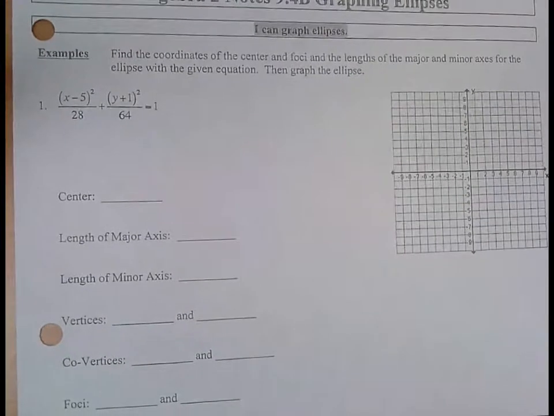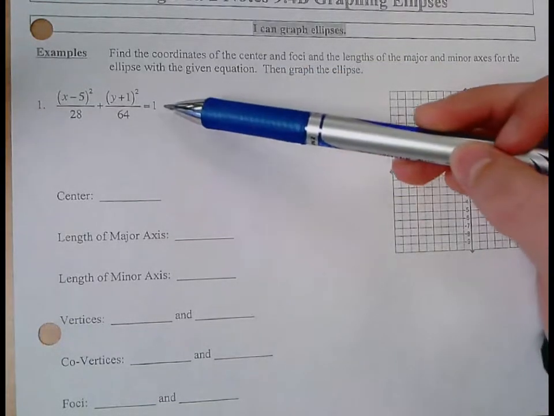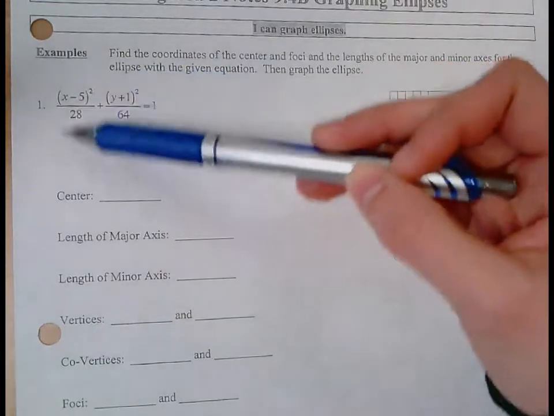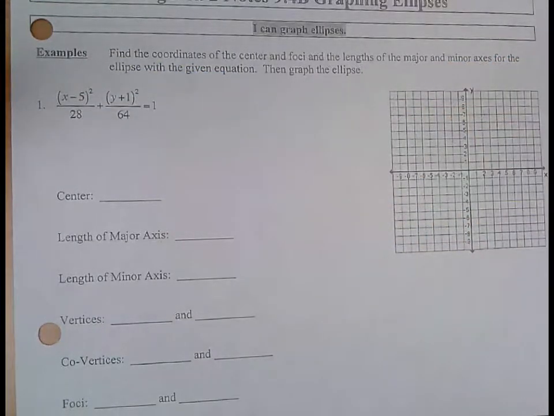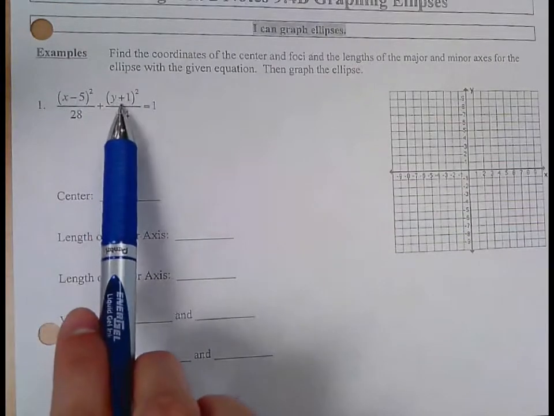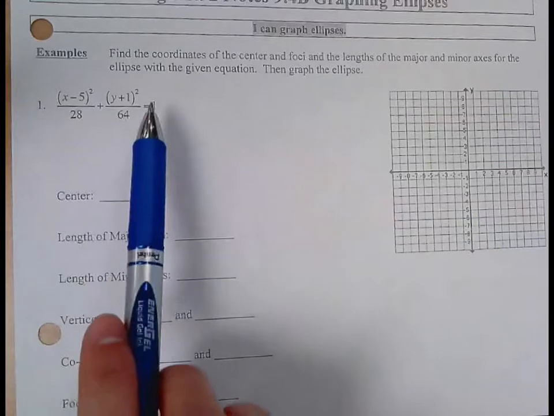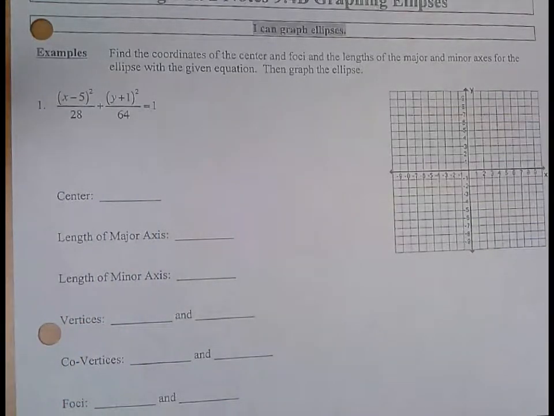In order to graph an ellipse, first of all, your equation has to be in standard form. So for number 1, this equation is already in standard form. For an ellipse, you're going to see that form of x minus h squared, y minus k squared, over some numbers, make sure it's equal to 1.